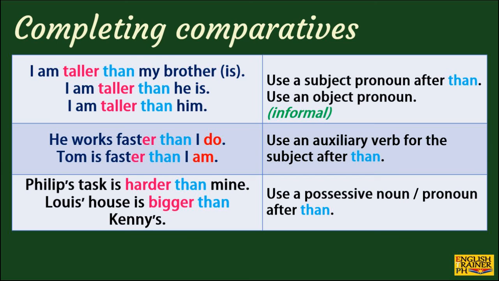The next one is by using an auxiliary verb for the subject after than. So, he works faster than I do, or Tom is faster than I am. Lastly, you can use a possessive noun or pronoun after than. So, Philip's task is harder than mine, or Lewis's house is bigger than Kenny's.